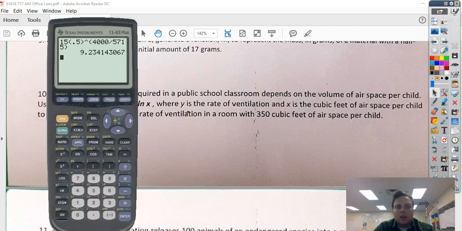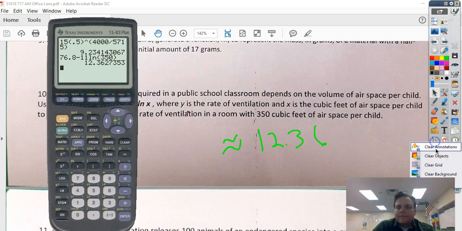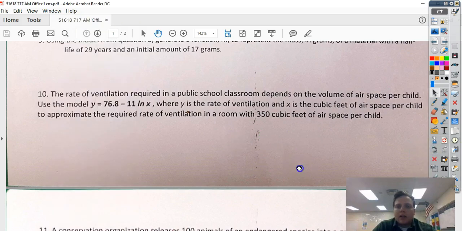They've given me a formula. Just plug it in. So I can just say 76.8 minus 11 times the natural log of 350. I press enter, and I get 12.36. So that is the rate of ventilation. Approximately 12.36. All right? All you have to do is plug it in and go. Next problem.